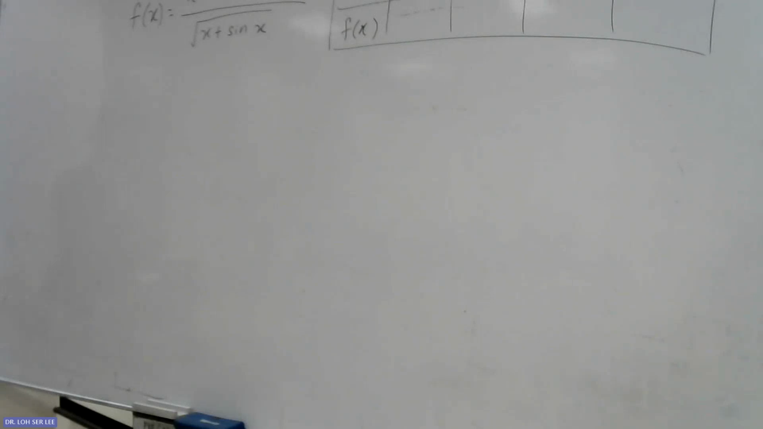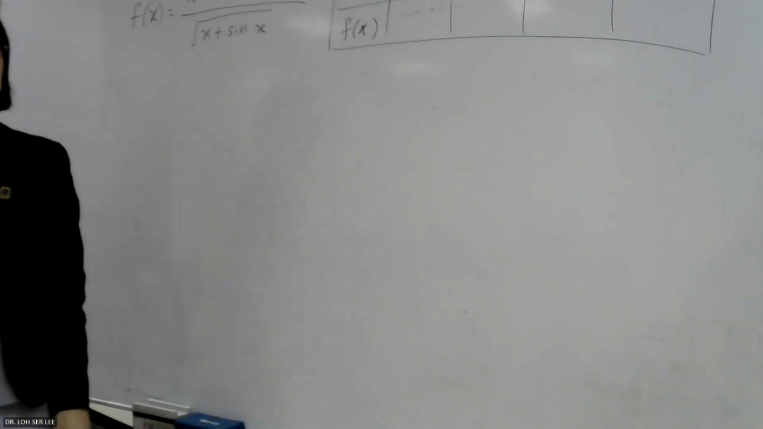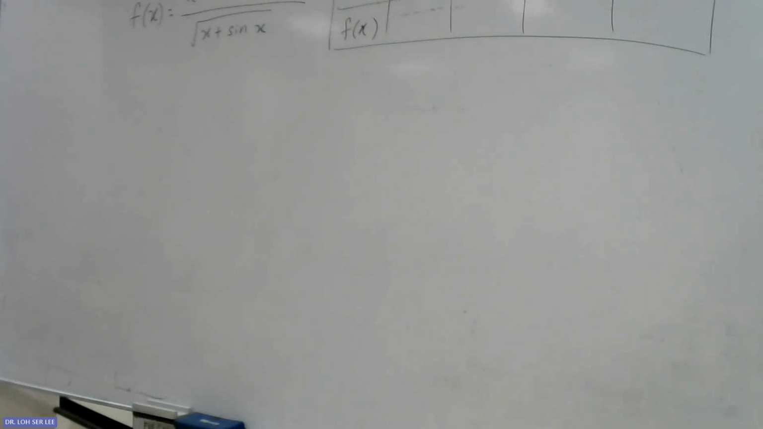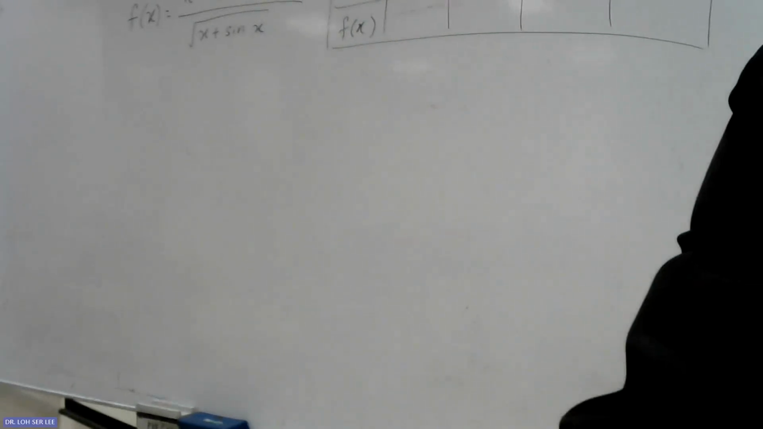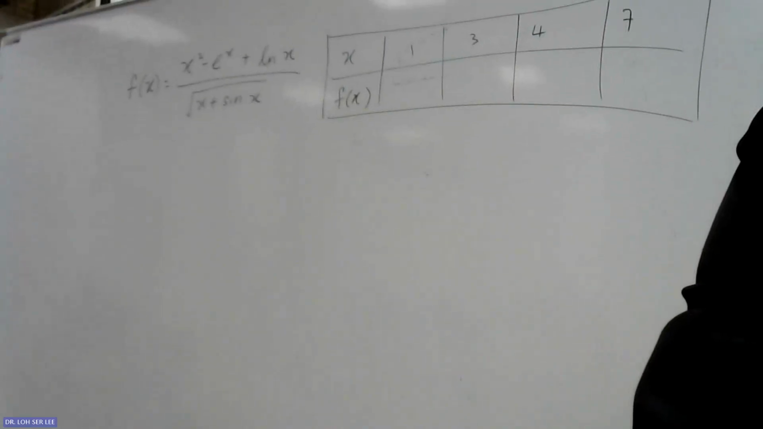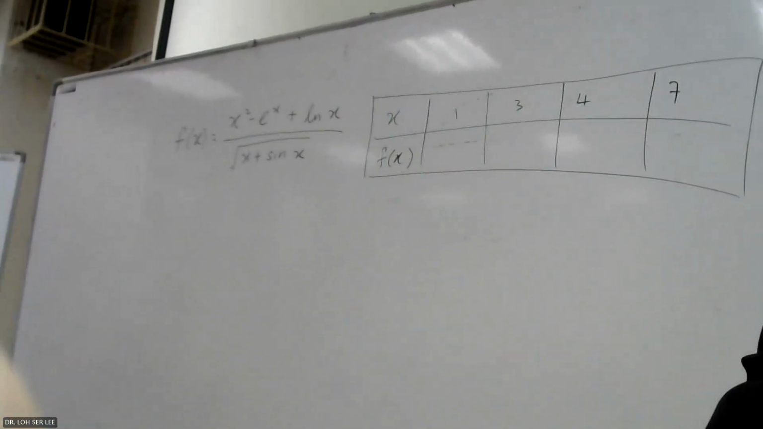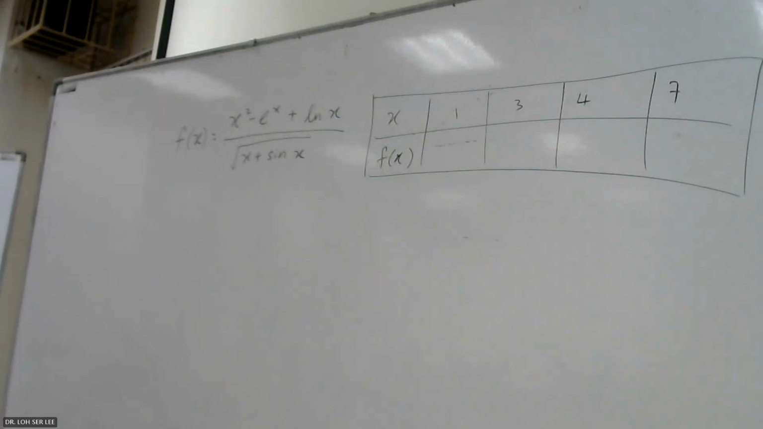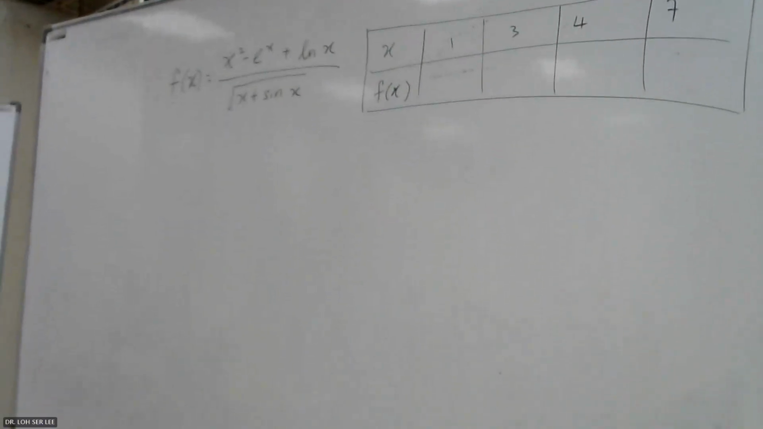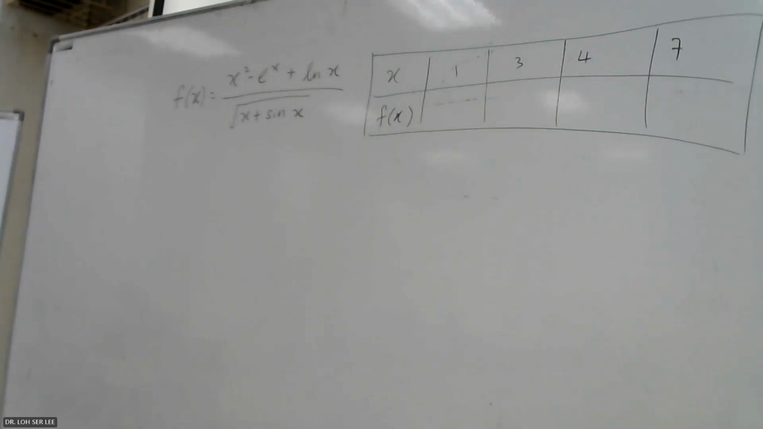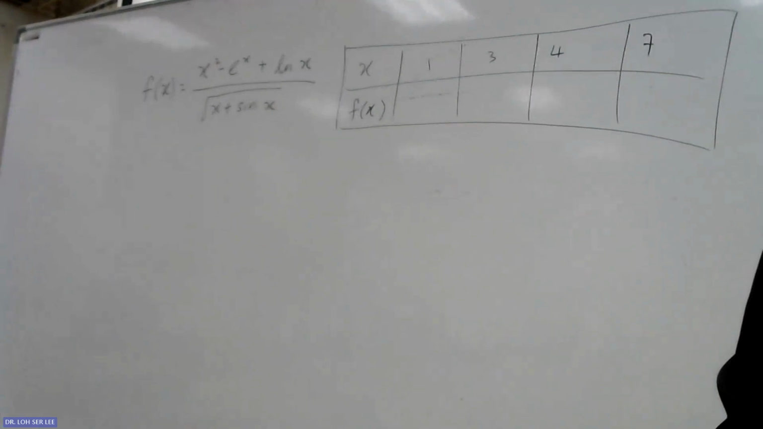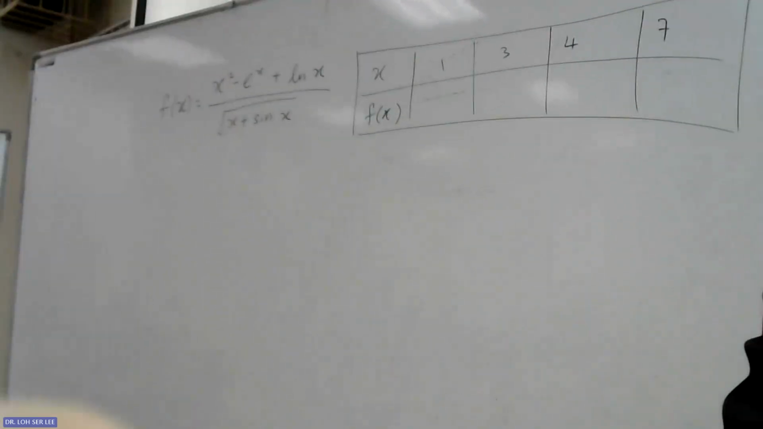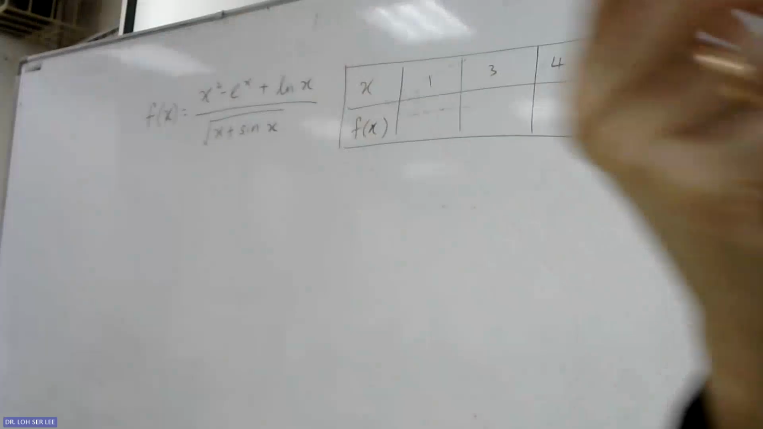Negative 1.2. 4 decimal places. Negative 1.2662. Yes, negative 1.2662.